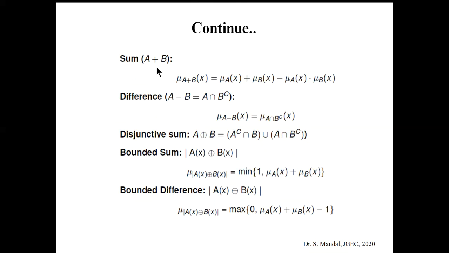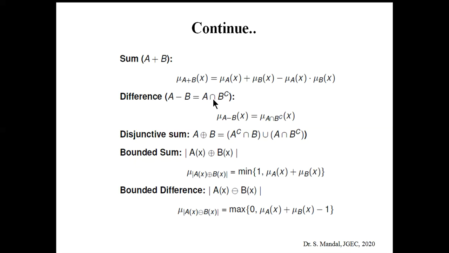So these are the other kinds of arithmetic operations that will be performed, and they will be expressed in terms of this kind of expression. So mu a plus b of x equals mu a of x plus mu b of x minus mu a of x into mu b of x. Difference: what is the difference between a and b?